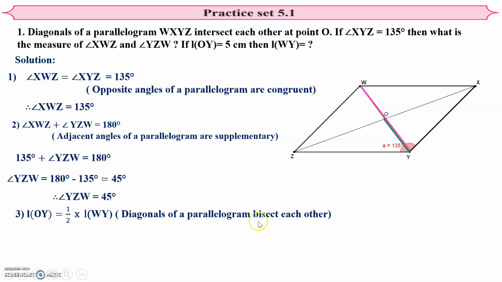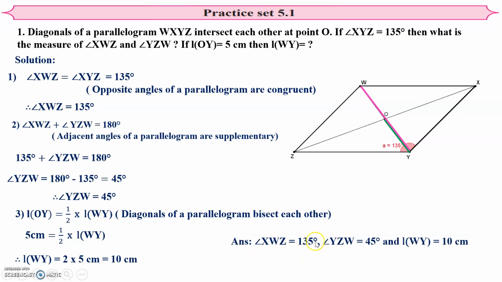The reason is diagonals of a parallelogram bisect each other. That means where they intersect, that point is the midpoint. So we know that OY is 5. So let us substitute: 5 is equal to half into length WY. On cross multiplying, we get length WY will be equal to 2 times 5 centimeters, which is equal to 10 centimeters. Okay, so we write the final answer. That is angle XWZ is 135 degrees, YZW is equal to 45 degrees, and length WY is 10 centimeters.